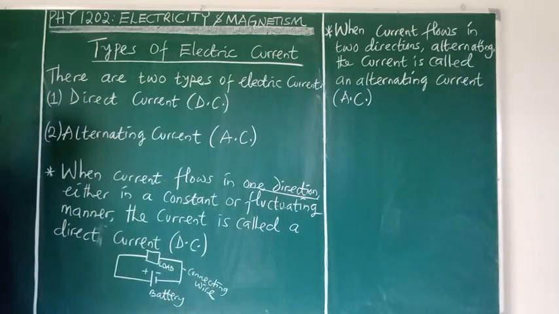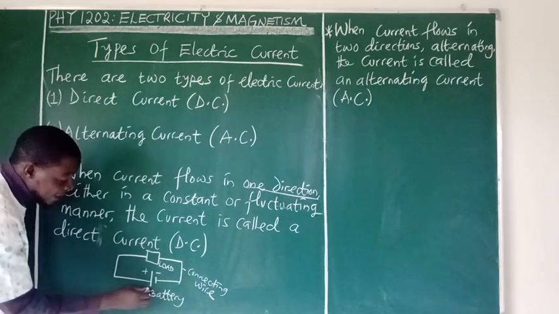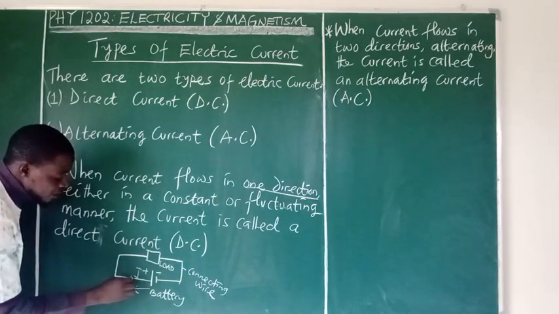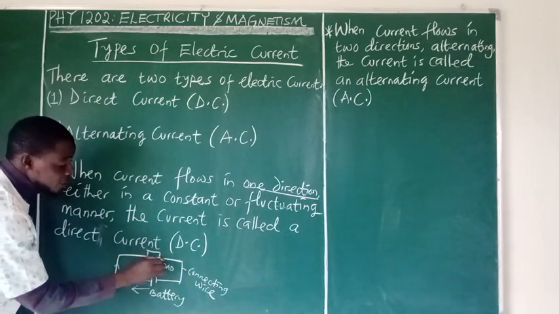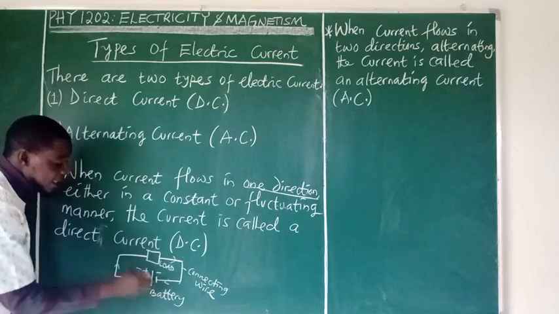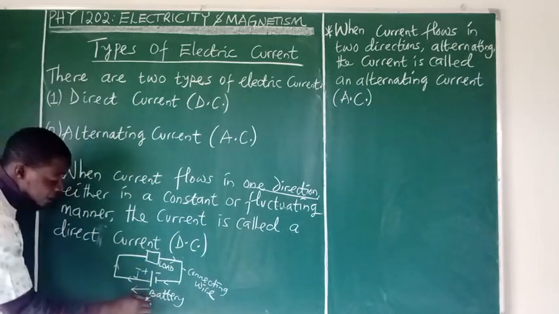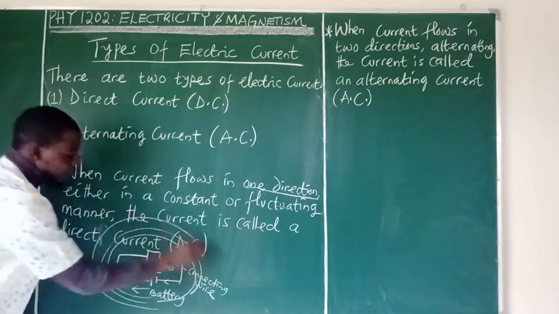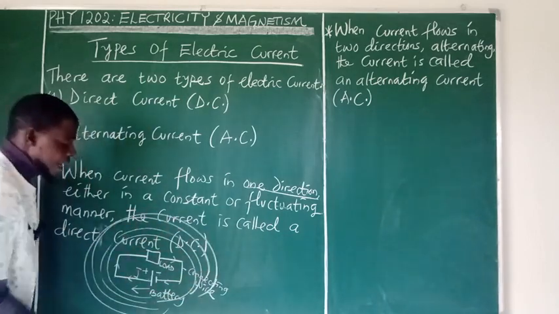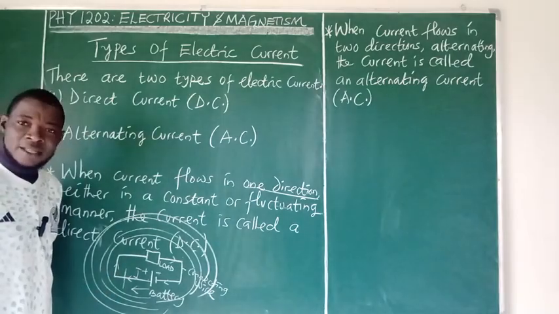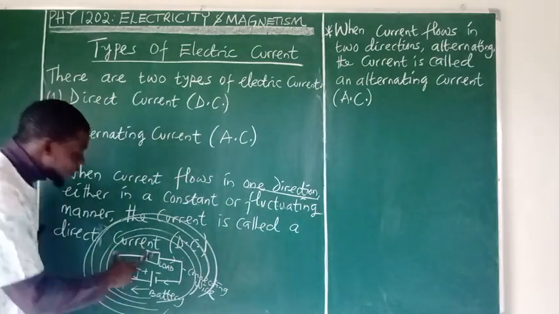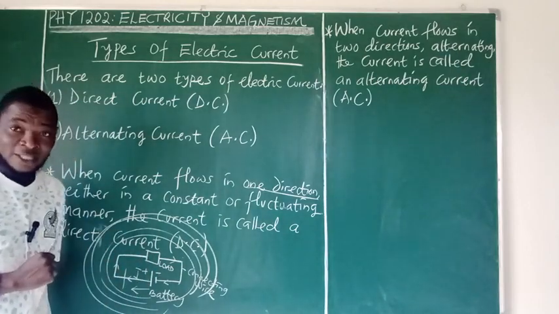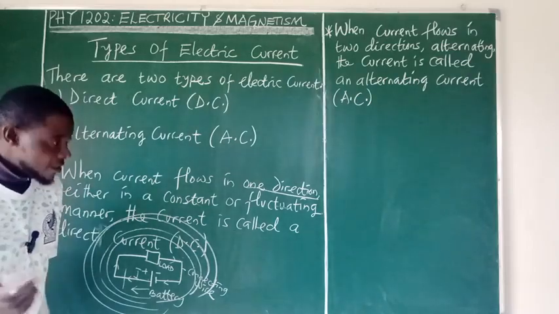So in this situation, current flows from the positive terminal to the load and back to the negative terminal. The process is repeated again and again until it is disconnected. When this happens, we say that this current is a direct current, abbreviated DC.